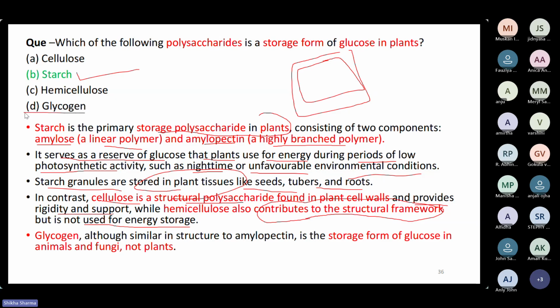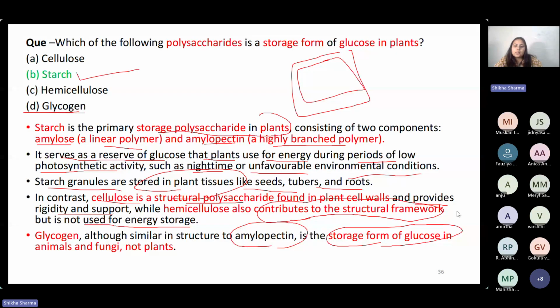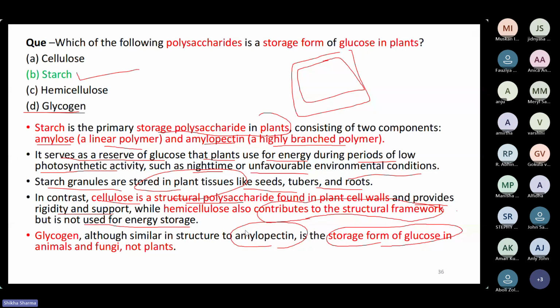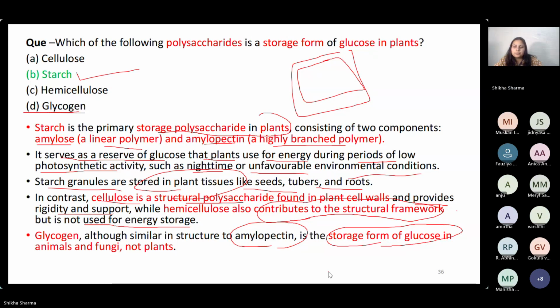And glycogen is basically having more of the amylopectin. Glycogen is similar to amylopectin and it also acts as a storage polysaccharide, the storage form of glucose, but in the animals and the fungi, not in the plants.